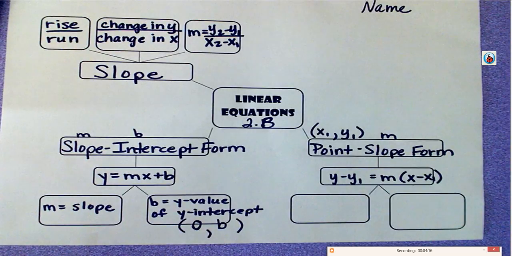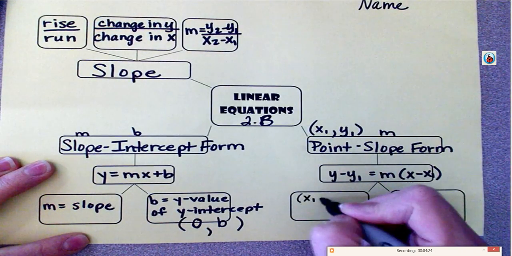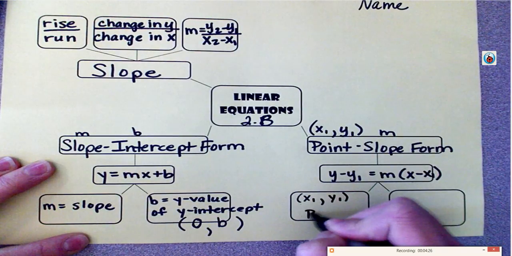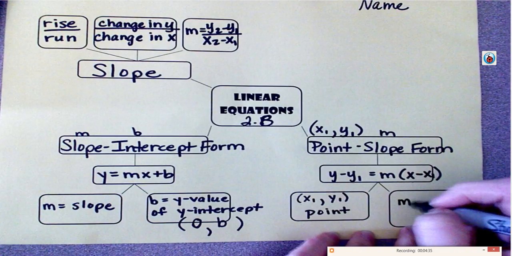So in order to write an equation in point-slope form, you only need two things. Just like in slope-intercept, you need two things. For point-slope, you need to know the point, the x1 and the y1 value. You might know multiple points, but you just need to pick one that's on the line. And then you also have to know m, or your slope.